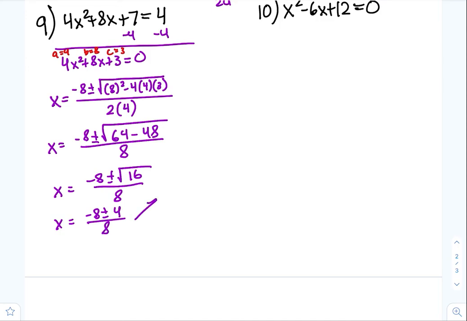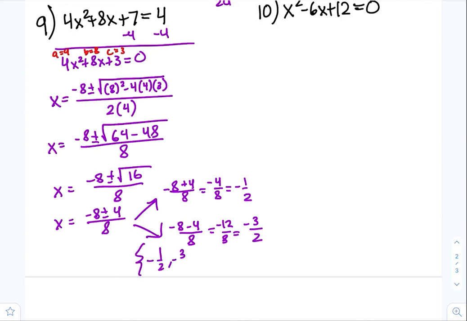And then we're going to get 2 equations, right? We're going to get negative 8 plus 4 over 8, and negative 8 minus 4 over 8. So this is negative 4 over 8, which is negative 1/2. And this, you guys, is negative 12 over 8. And divide top and bottom by 4, so negative 12 divided by 4 is negative 3, and 8 divided by 4 is 2. So you guys' answers are negative 1/2 and negative 3/2. Solving using the quadratic formula.